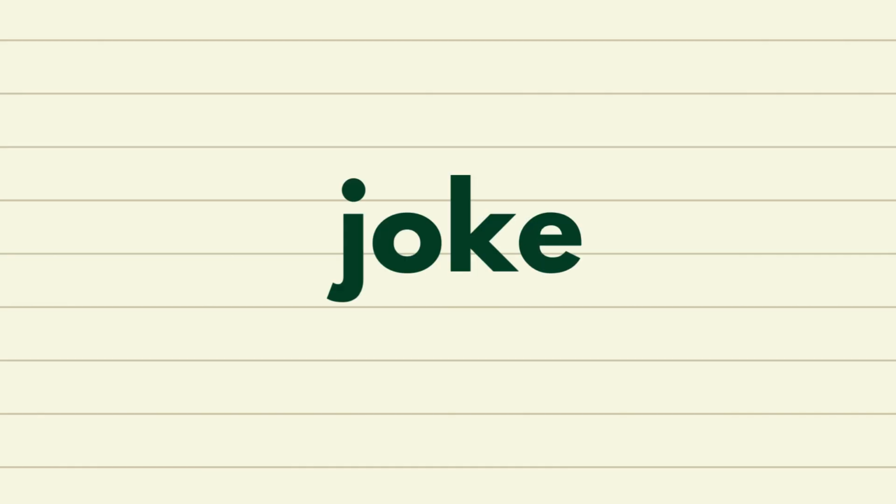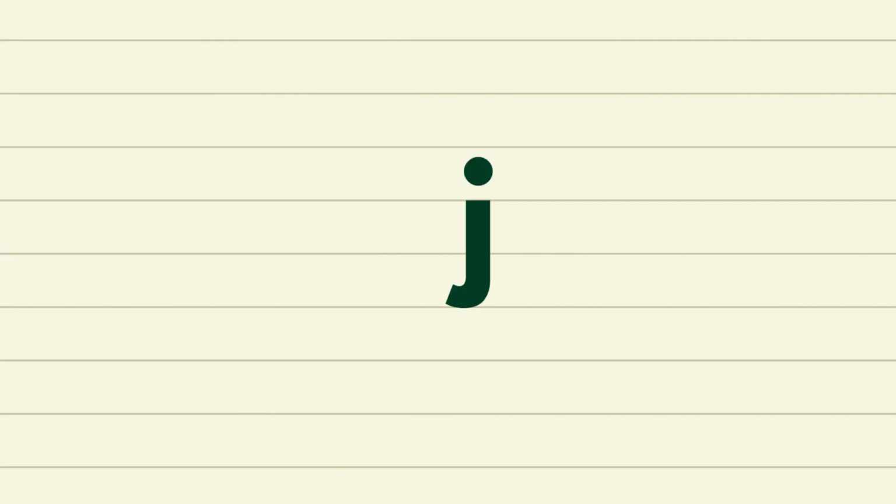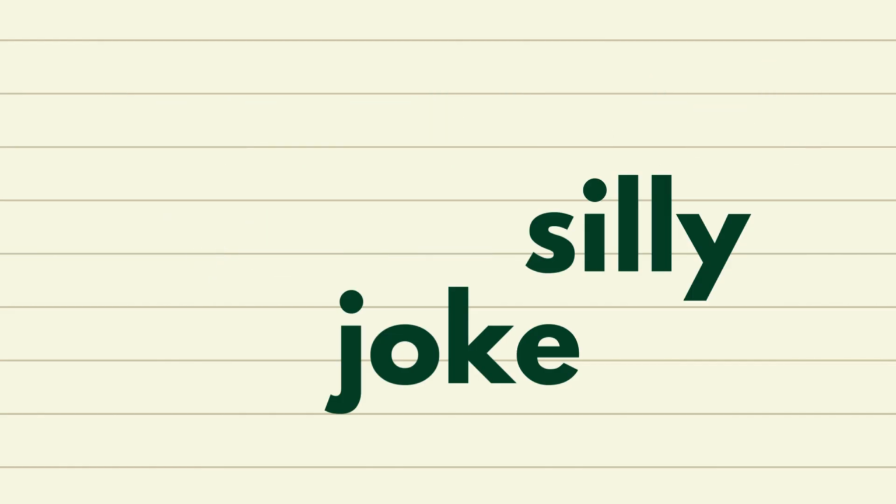The next word is silly. So we're going to write an S, an I, a double L, and a Y. That word reads silly. And finally, we're going to write joke. So we're going to write a J, an O, a K, and an E. So all that reads, I want to tell you a silly joke.